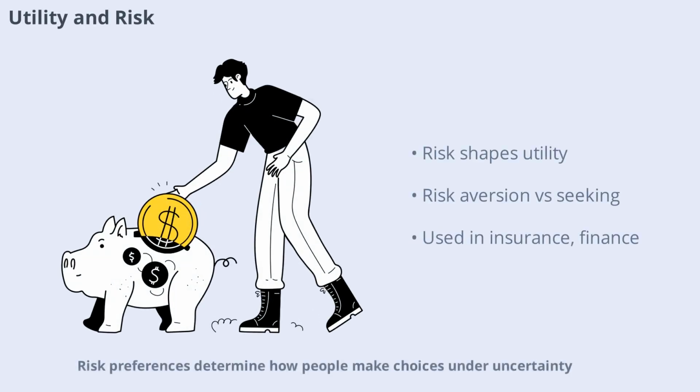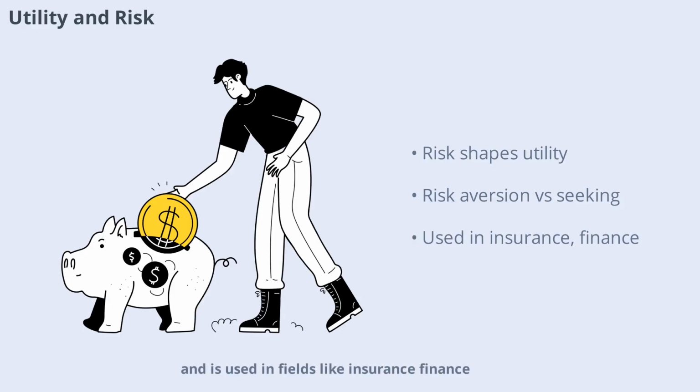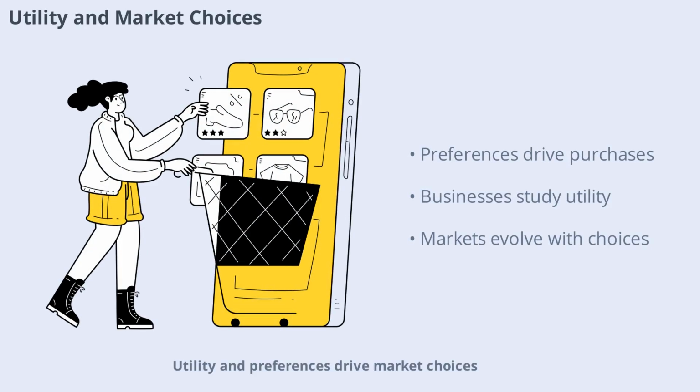Risk preferences determine how people make choices under uncertainty. Some are risk-averse, preferring certain outcomes, while others are risk-seeking. Utility theory helps explain these differences and is used in fields like insurance, finance, and behavioral economics to model decision-making under risk. Utility and preferences drive market choices, from everyday purchases to major investments.